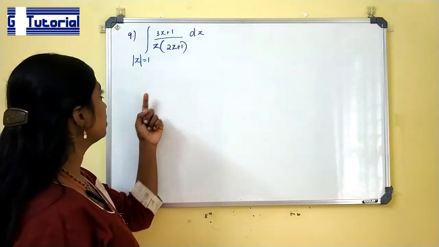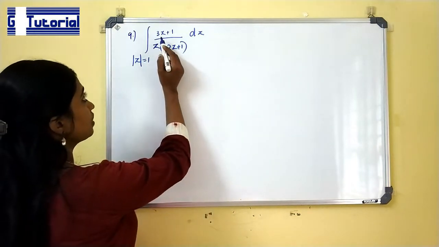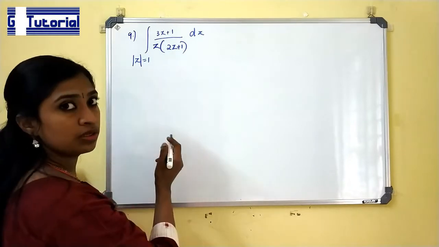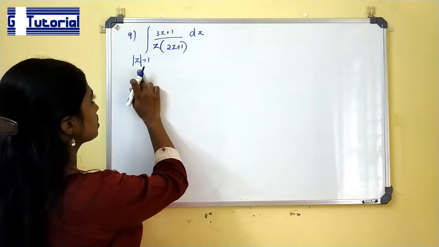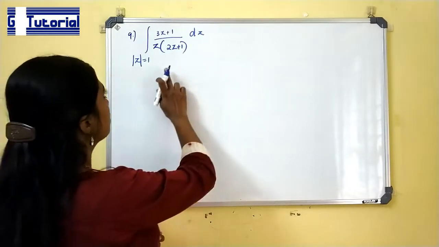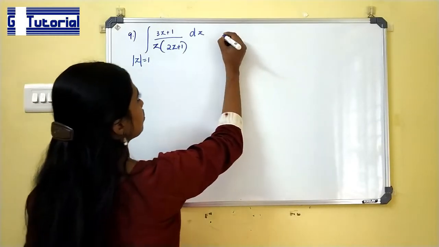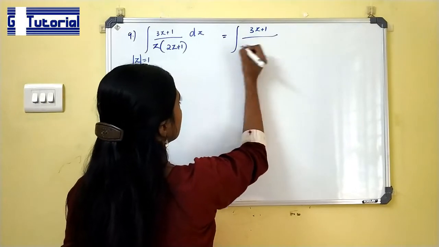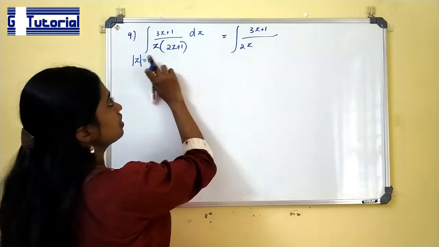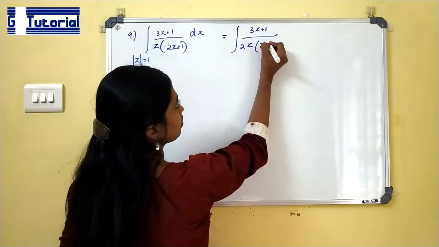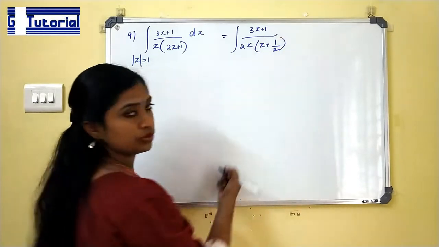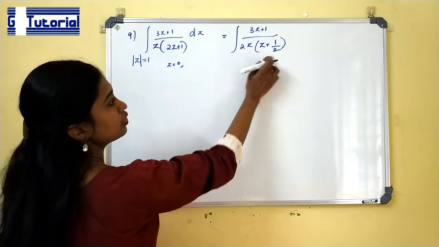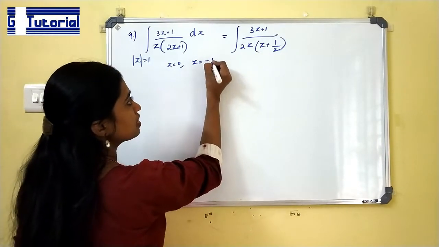This is the next question. We have to evaluate the integral of 3z plus 1 divided by z into 2z plus 1. Here the closed curve is a unit circle. In order to get the poles, we have to rearrange this. We can take a 2 as common from this, so it turns to z plus 1 by 2. The poles are z is equal to 0 and z is equal to minus 1 by 2.